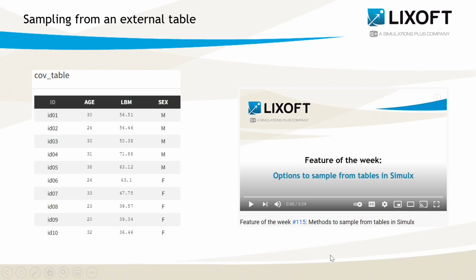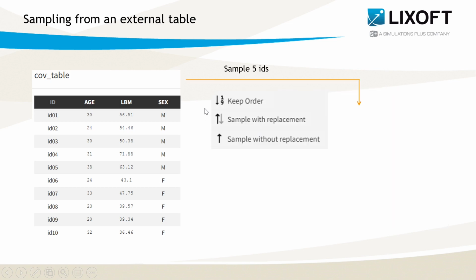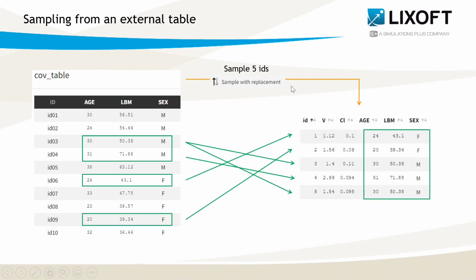In our Feature of the Week video number 115, we have seen that when you have defined an element with an external table of values, such as this table of covariates, Simulx provides different options to sample individual values from the table to produce simulated individuals, either with keep order, sample with replacement, or sample without replacement. For example, simulating a group of size 5 with the option Sample with Replacement will use up to 5 covariate rows sampled randomly from the table.